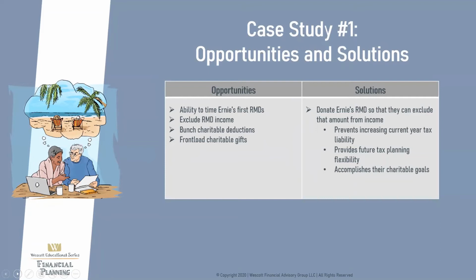As we mentioned, Ernie and Liz intend to make charitable contributions of $30,000 over the current and next calendar year. By electing to donate Ernie's RMD, they can exclude that amount from income. This approach would prevent them from increasing their current year tax liability, provide them with future tax planning flexibility, and accomplish their charitable goals.